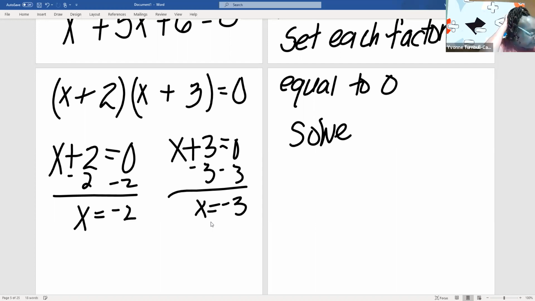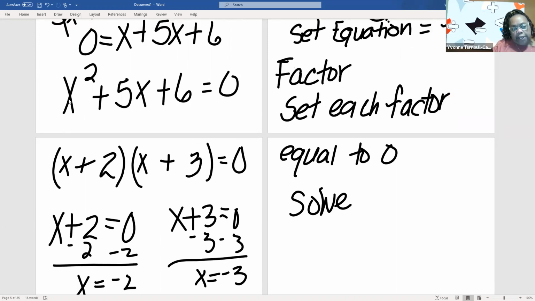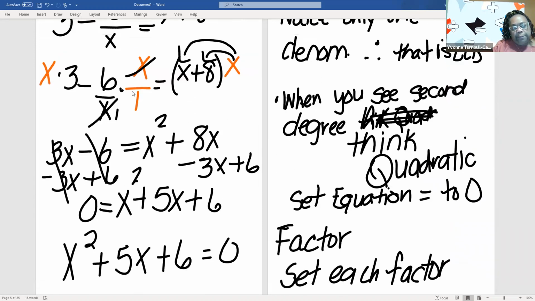Now, let me tell you a little secret. Sometimes both of them may not work, so it behooves you to check to see if they both work. Here again, you can go right here and see if they both work, or you go back to your original problem up here and see if they both work.